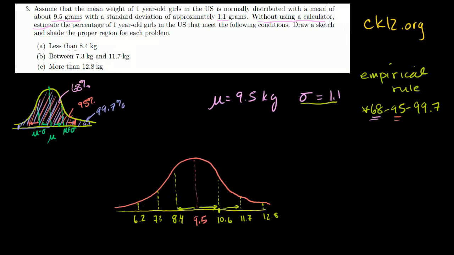So what's the probability that we would find a 1-year-old girl in the US that weighs less than 8.4 kilograms, or maybe I should say whose mass is less than 8.4 kilograms? So if we look here, the probability of finding a female baby who's 1 year old with a mass or a weight of less than 8.4 kilograms, that's this area right here. I said mass because kilograms is actually a unit of mass, but most people use it as weight as well. So that's that area right there. So how can we figure out that area under this normal distribution using the empirical rule?